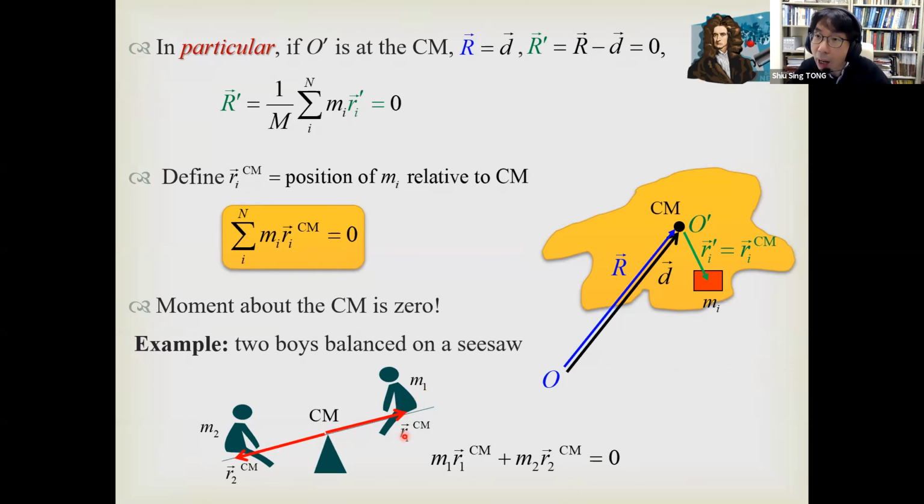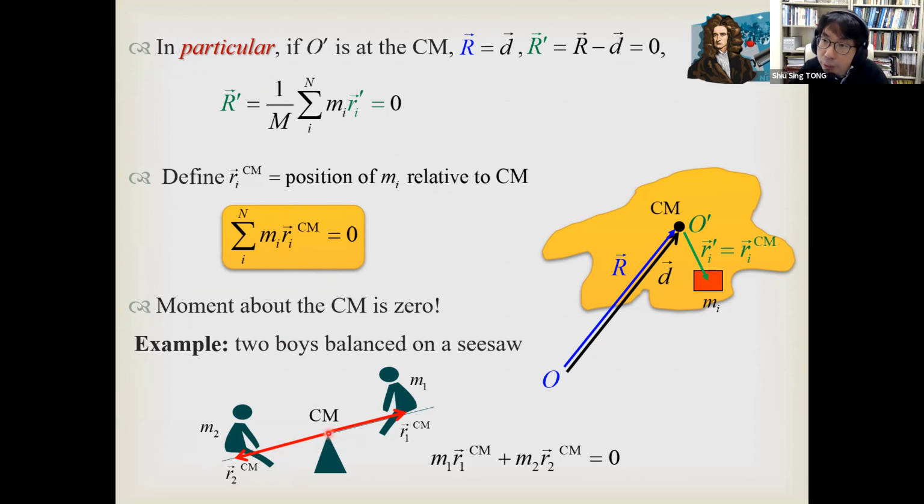And we have a simple relation: m1 multiplied by r1 is equal to m2 multiplied by r2. That is a simple equation of moment. If you multiply both sides by g, that is the weight, and the weight multiplied by length is the moment, right? Now you can see it's exactly this equation.